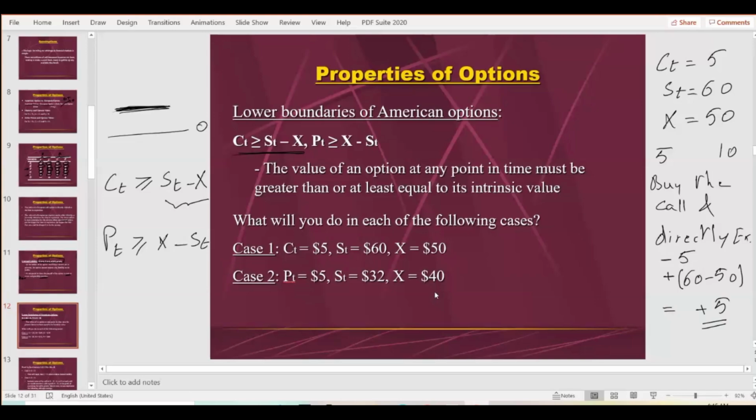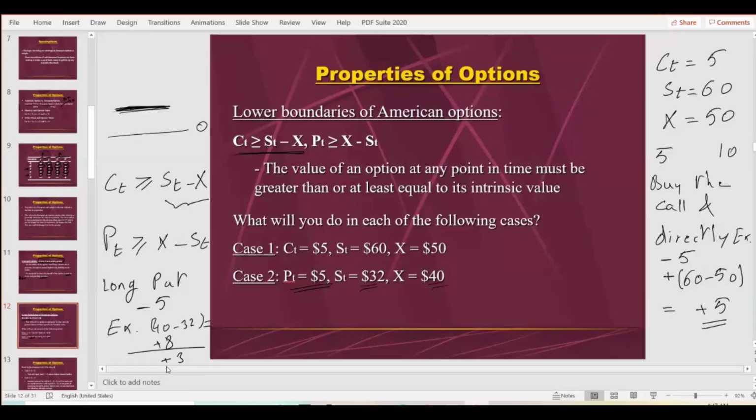Now, in the case of a put option, let's say that P is equal to 5, S is 32, and X is $40. So in this case, if I buy the put, I will pay $5. I directly exercise, I will have 40 minus 32. I will have plus 8. So I will be making an easy profit of $3. And I can keep on replicating that strategy.